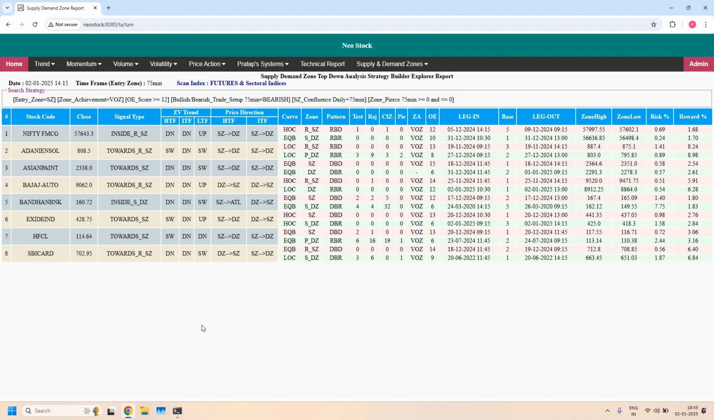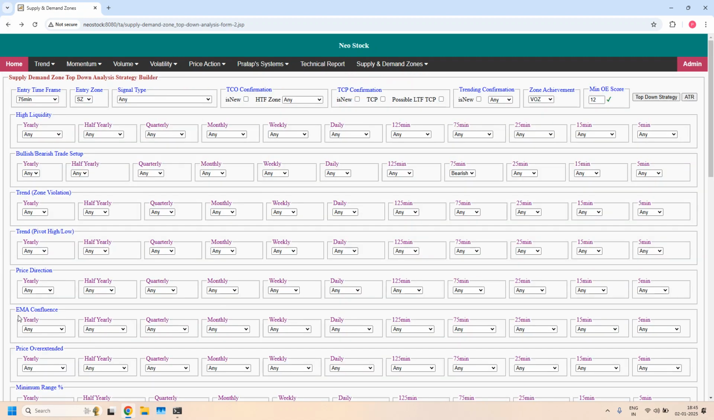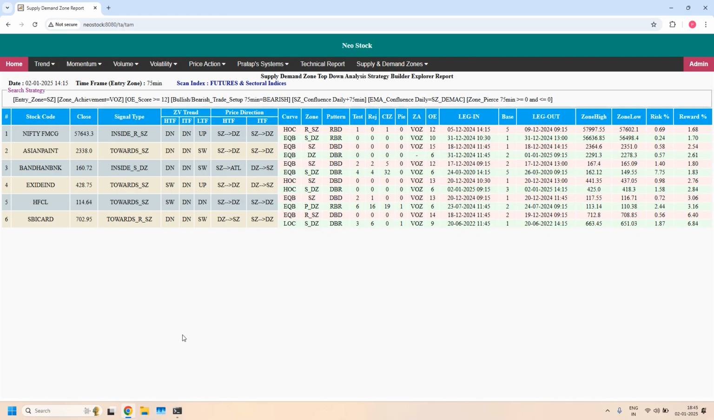If those daily supply zones are having daily EMA confluence, there could be even more high probability trade setup supported stocks. Let's verify. In the EMA confluence at a daily time frame, I am setting the filter daily supply zone with daily EMA confluence. Let's filter. We got 6 stocks. These 6 stocks are even more high probability trade setup supported stocks.